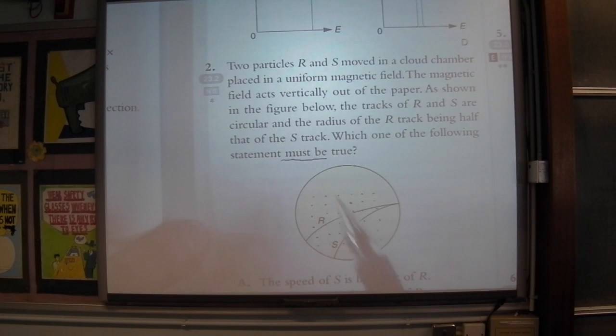And also, if you read through the discussion again, it doesn't tell you whether the particle is coming from the left-hand side to the right or the right-hand side to the left. There's no mention of this.